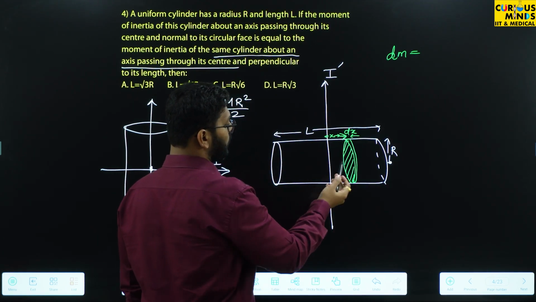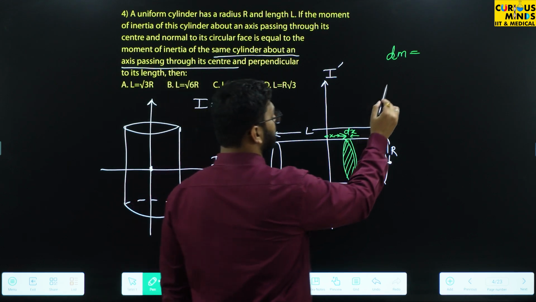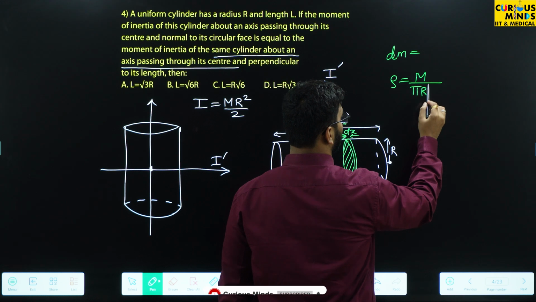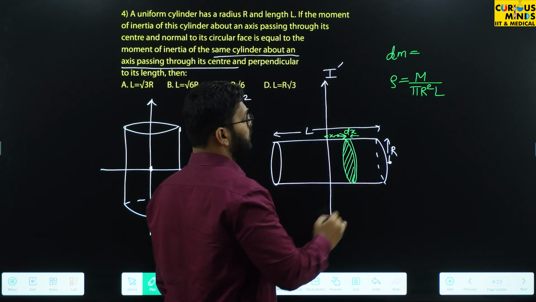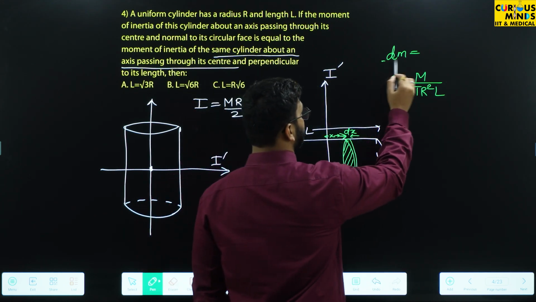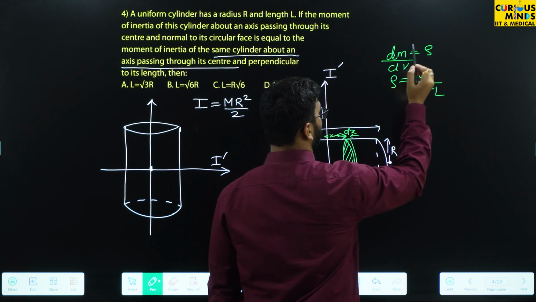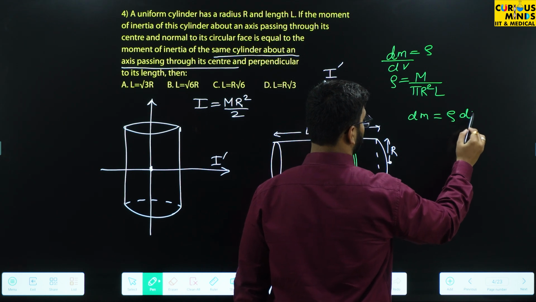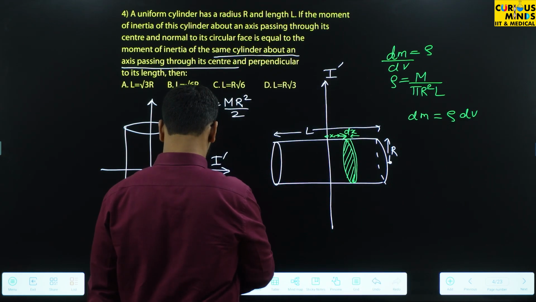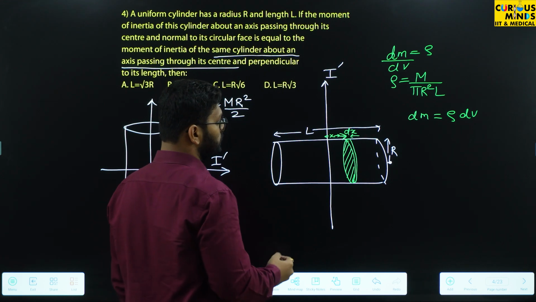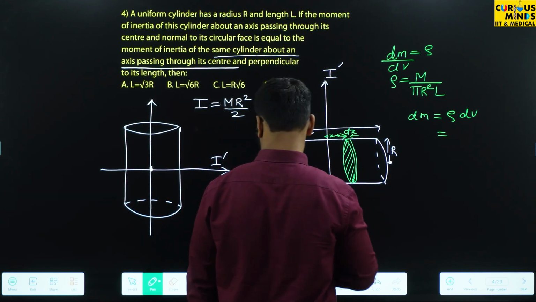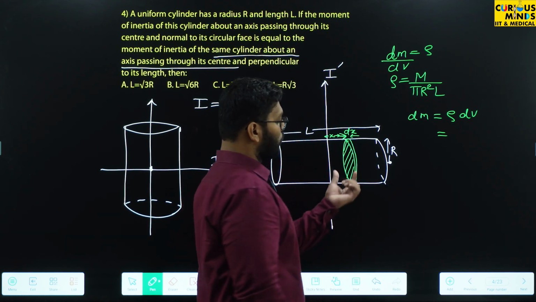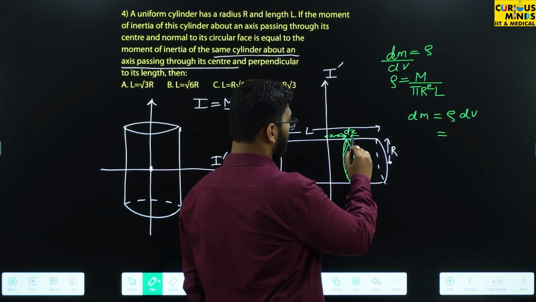And the cylinder is a uniformly distributed mass. So rho is equal to m upon pi r square into L. This is mass per unit volume. So that is rho. Now dm by dv can be written as rho. So dm is equal to rho times dv. Rho is a constant. So what is the dv? dv is the volume of this disc. Volume of this disc, so pi r square dx.